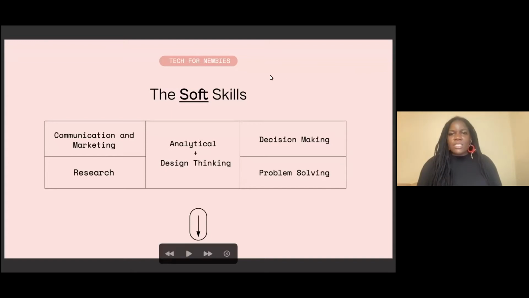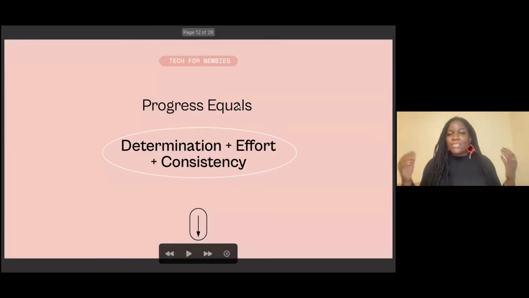And obviously, progress is about determination, it's about effort, it's about consistency. So don't let anyone tell you that you can just wake up and start designing. You really have to be committed to it. And this is the hard truth: for as long as you put in the work, you will see progress. If you decide that you're not going to put in the work, then that's going to be a different story.